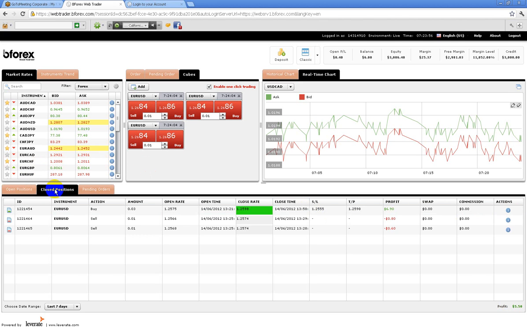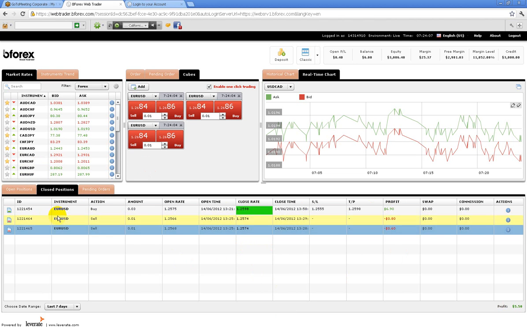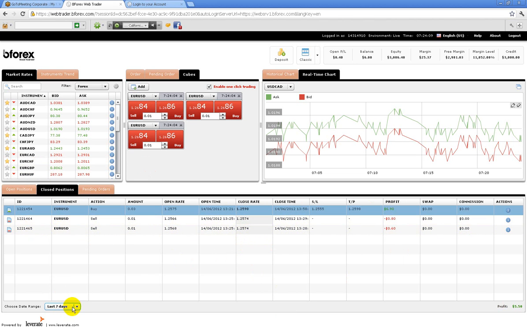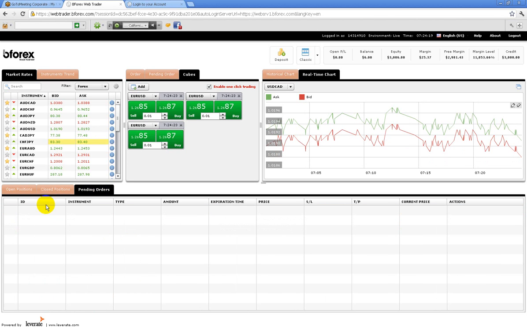Now here we have my closed positions. This is the position that I made a lot of profit on. Here we have the Euro USD. These are all the positions that I opened in the last 7 days. We can also see the positions that I opened in the last 30 days or 14 days. And here you have a list of your pending orders that you can keep track of.